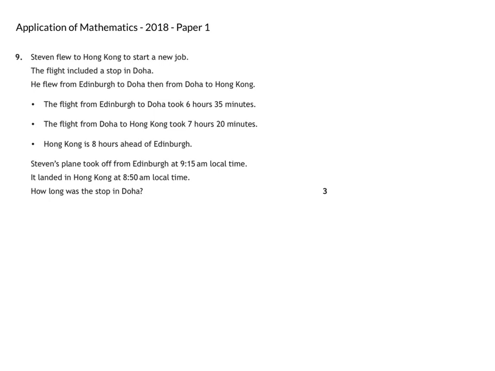So when we're doing this, I want to visualize it as a kind of timeline. So at one end we've got Edinburgh, and at the other we have Hong Kong. And then in the middle with the stop off we have Doha. So we need to work out what happened along the way.